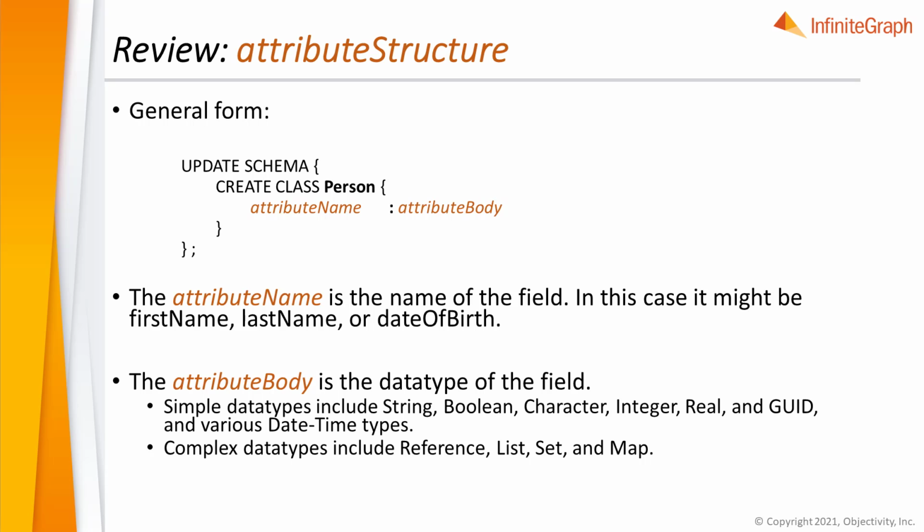Simple data types include string, boolean, character, integer, real, GUID, and various date-time types. Complex types include references to other objects, list, set, and map. In this video, we are going to cover the string data type.